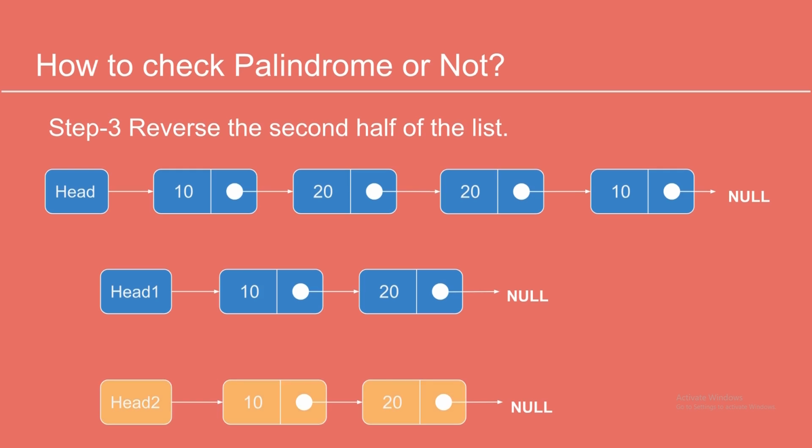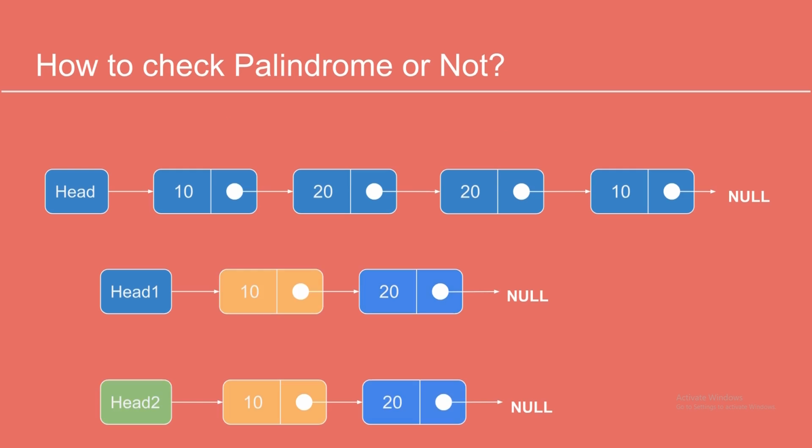So now we have reversed the second half of the list. The next step is to compare the data of the corresponding nodes of both the halves. First, 10 will be compared to 10 and then we will compare 20 with 20. Since they are same, the list is a palindrome. So we have got our result, which is true in this case.